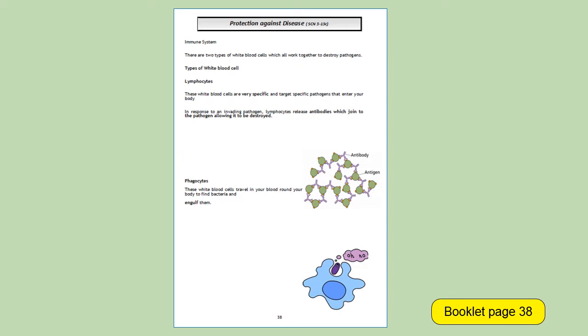And again, the information for this can be found on page 38 of your booklet. So if you turn to page 38, if you want to make any additional notes about lymphocytes or phagocytes, you can see there's room there. You can just add some notes on there if you want to.